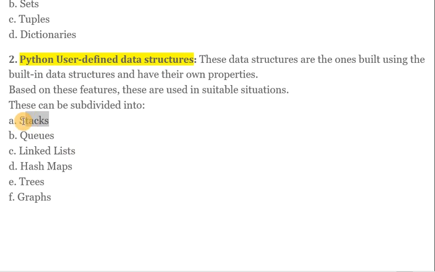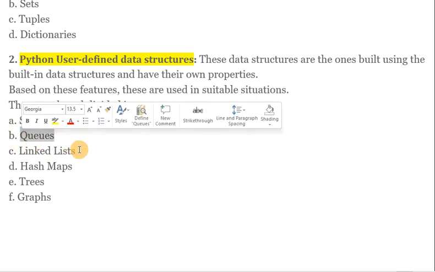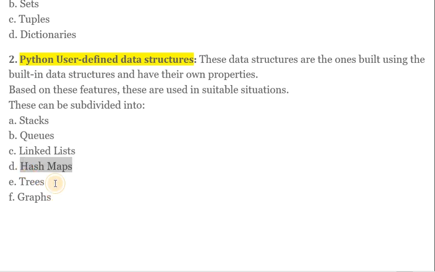Here you can see we have different types of user-defined data structures. The first one is stacks; we are going to understand what a stack is and how to use it. Then queues, linked lists, hash maps, trees and graphs. These are the different user-defined data structures in Python. If you belong to an engineering background, you have definitely already heard about these, because we all study this in computer science engineering. And if you are from a computer science background, this is not new for you.